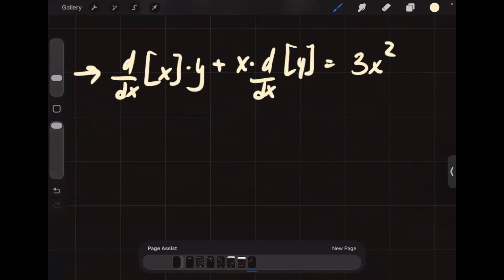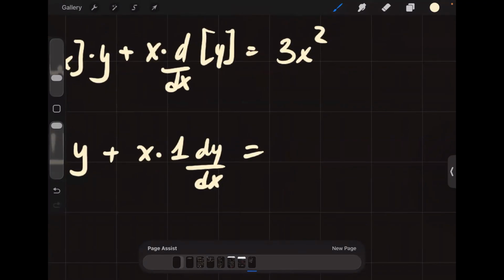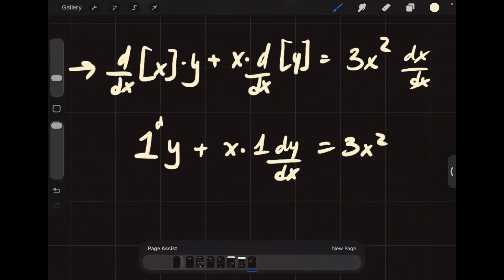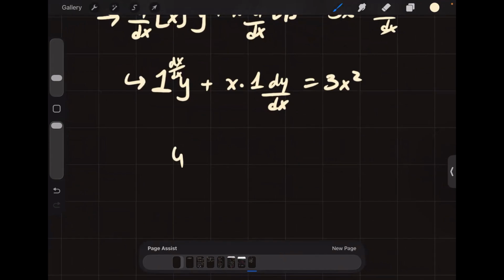Oh, the derivative of x in terms of x is 1, so 1 times y plus the derivative of y in terms of x, which is x times 1 dy/dx, right? This is equal to 3x squared. I guess you could write that as dx/dx if you really want, but that just equals 1, right? You simplify this down, this gives you y plus x times dy/dx is equal to 3x squared.